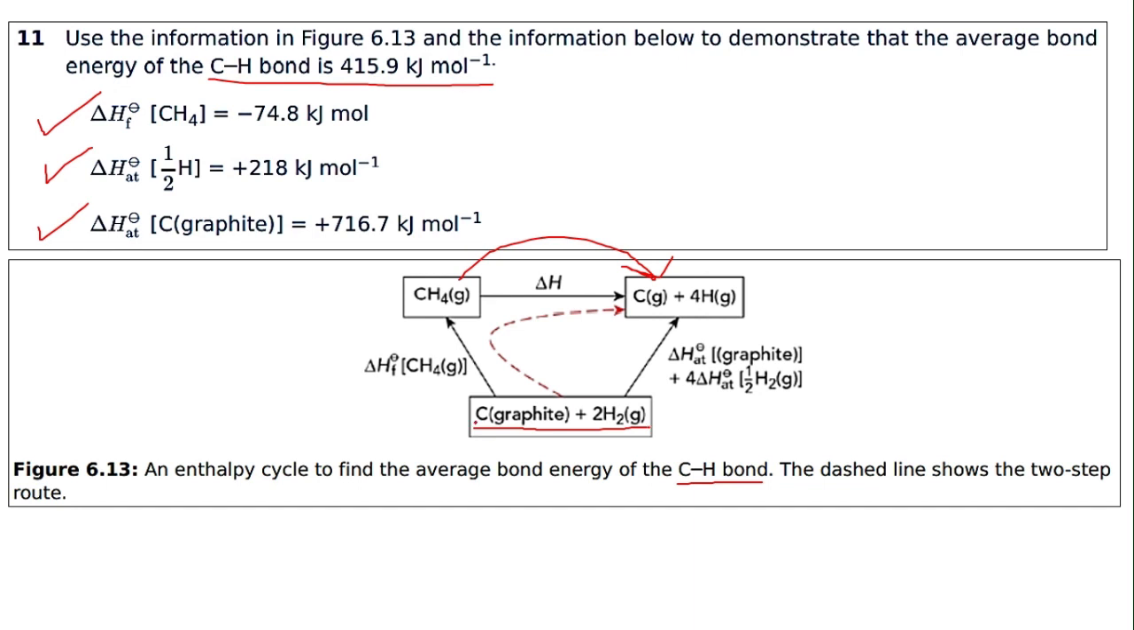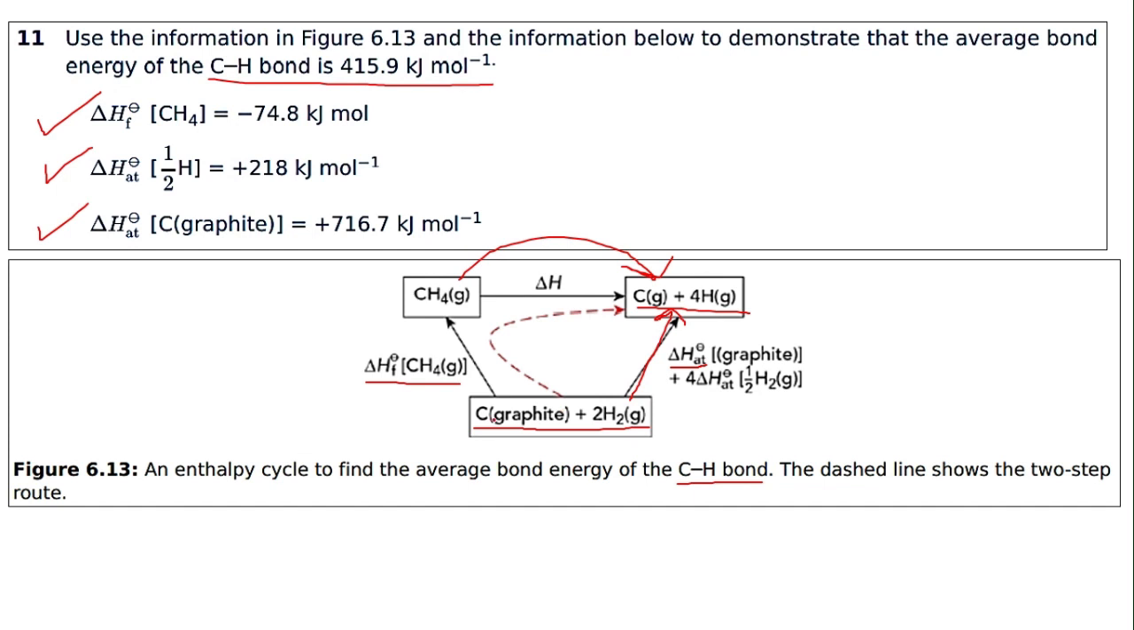So when elements in their standard state change into a product, this is known as delta H F. So we have the delta H formation of methane here. And when elements change directly into simple atoms, which are not the standard states, just simple atoms in the gas state, in that case we use the delta H atomization. So delta H atomization means changing the elements into atoms in the gas state. So we are using delta H atomization here.